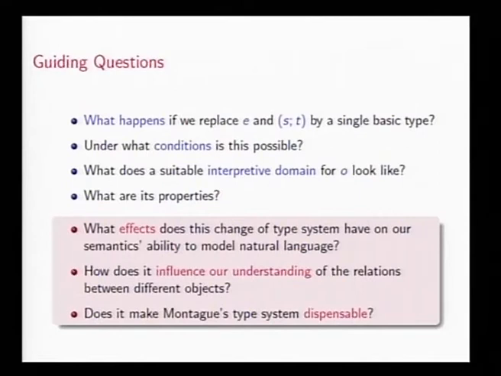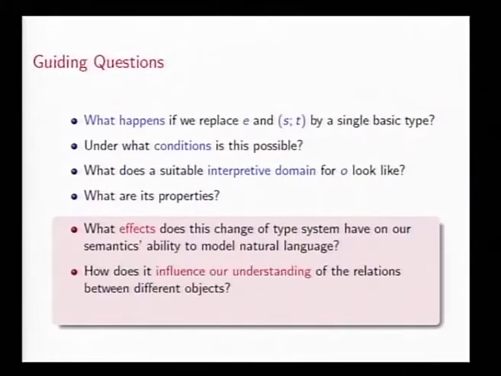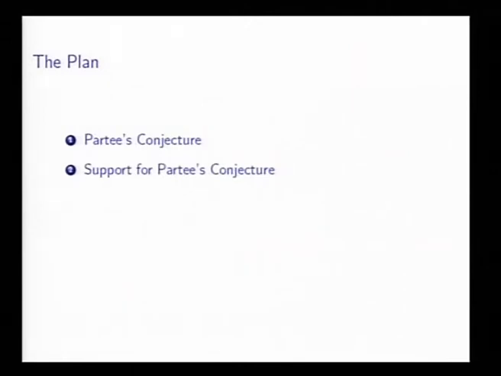Now, to answer all of these questions, I'll proceed as follows. In the last couple of slides, I've already presented you Partee's conjecture about the possibility of such a single type semantics. To motivate this conjecture, I'll next present different kinds of support for the conjecture. This support will include formal support, which demonstrates the existence of single-type models. But we'll soon see that the provision of this formal support faces a number of challenges.